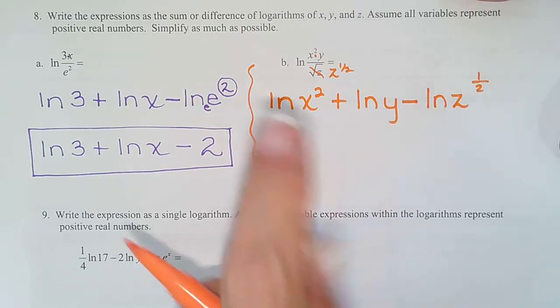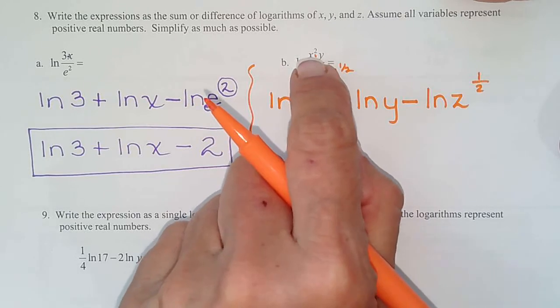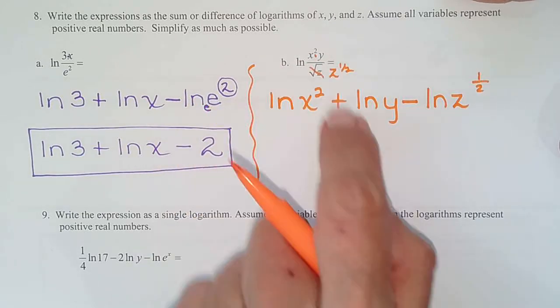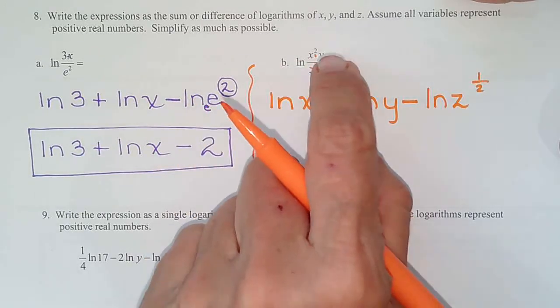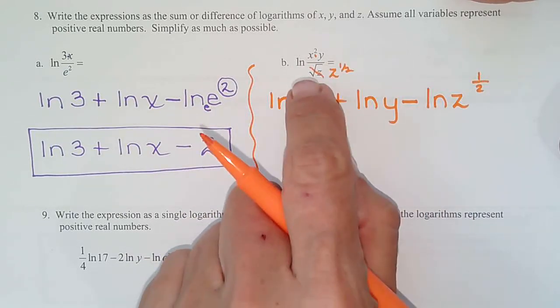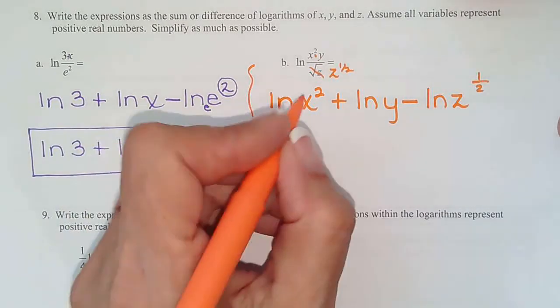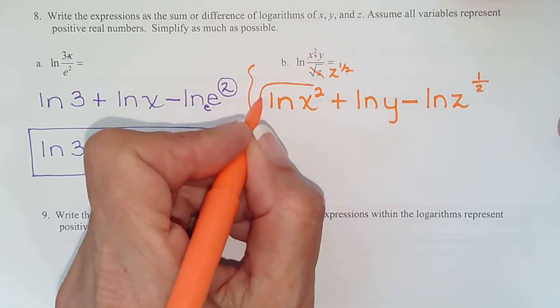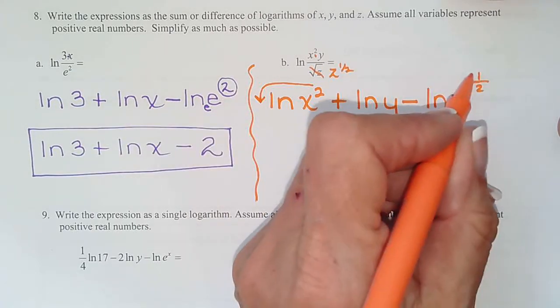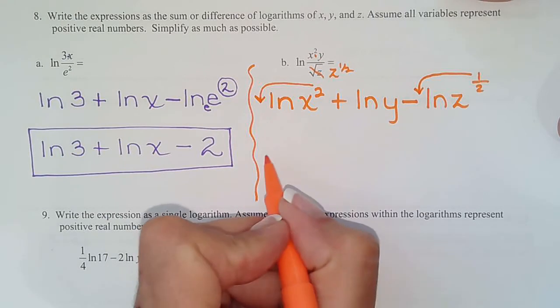And notice I have to write the word log in front of each argument. So the natural log of x squared. Multiplication turns into addition. Natural log of y. Division turns into subtraction. Minus natural log of z to the 1/2. So they all have variables, so I know they can't be simplified, but I do have 2 power rules here. So the powers do have to be brought down before I call this my final answer.